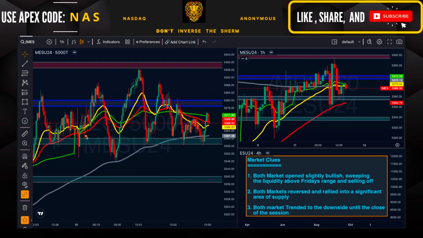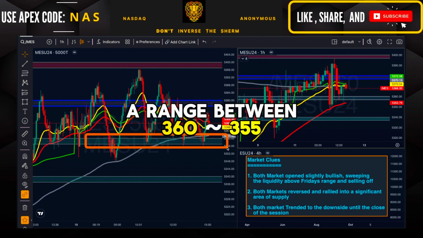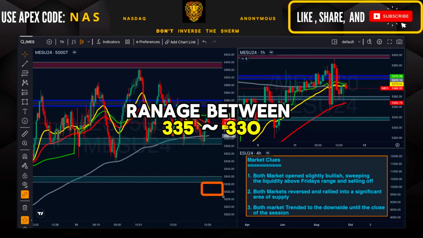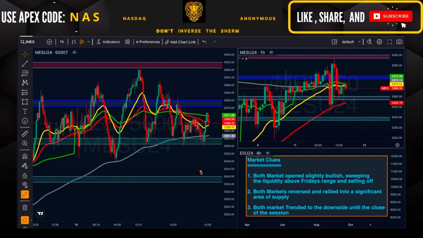So just like on the NQ, if price doesn't hold this range between 360 and 355, we can see a drop all the way down to about 340. And if the bulls fail to protect this area around 340, I'm going to be looking at an area between 335 and 330. So a big giant range between 345 and 330. Here is where, if price does trade into this range, I expect the bulls to retest this area right here.